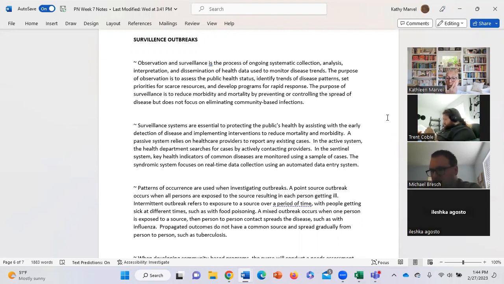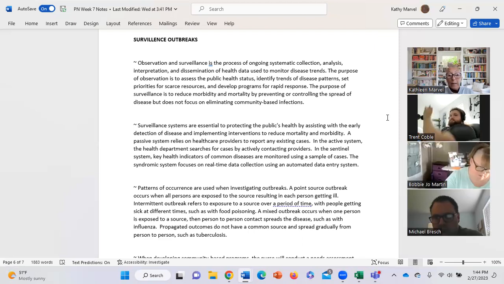They are communicating with healthcare providers, actively trying to find out, is there more? So for example, a food poisoning. A hospital has 5 people show up with food poisoning. Okay, where did you eat? When did you eat? What did you eat?